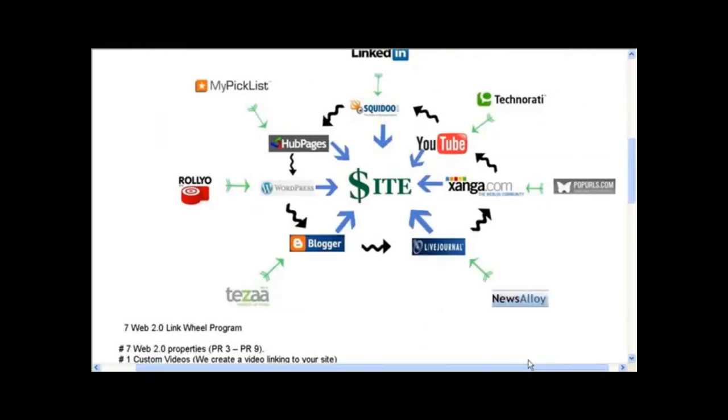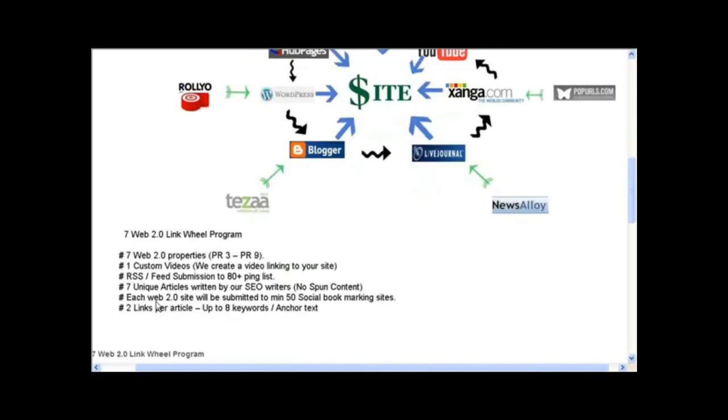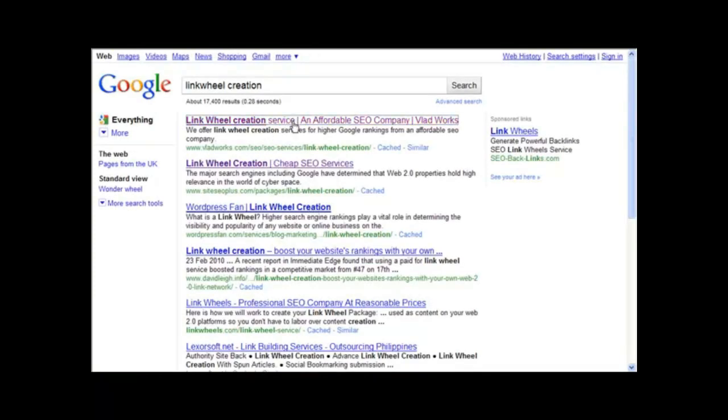However, one thing they do, which is rather nice of them, is here you are. Here's some very nice ideas for sites that you can use. So there's a number of sites here you may want to use: Zanga, LiveJournal, News Alloy, and so on. So some good ideas here. But you can see what they offer. They're not going to be cheap, because you get 7 unique articles written, 7 Web 2.0 properties, 1 custom video, your RSS feed submitted, social bookmarking of each site, and 2 links per. So yeah, they do a lot for you, but I imagine it's fairly pricey because they don't show you a price. So let's go back and have a look at another one. Let's just click on this one and see what this one says.